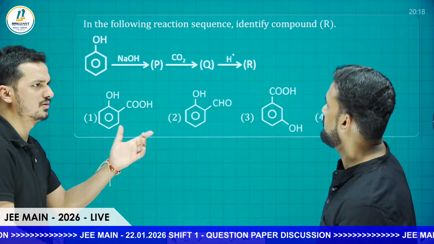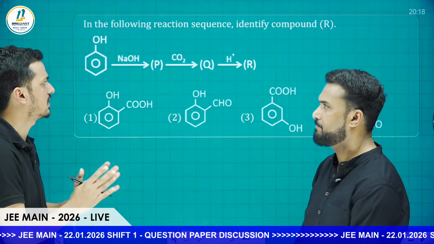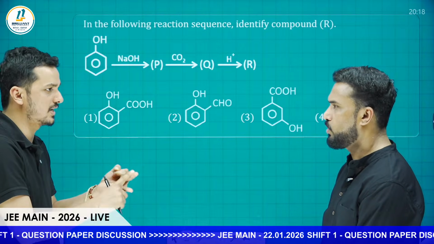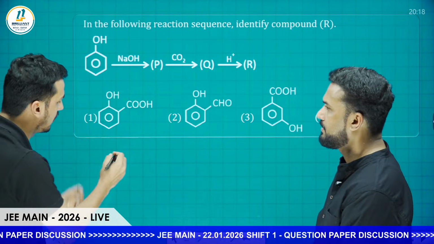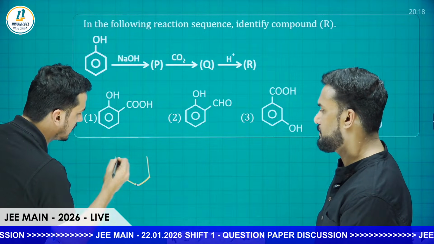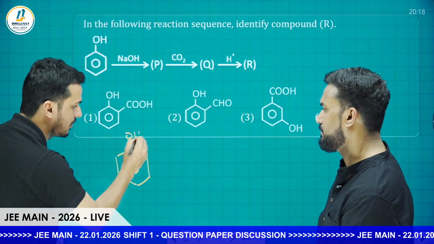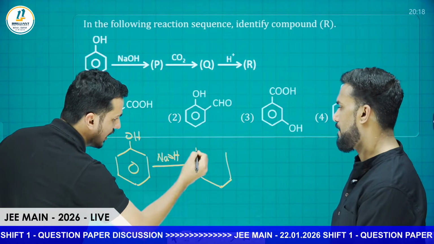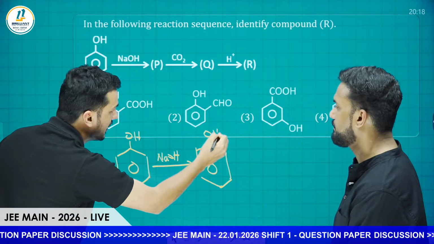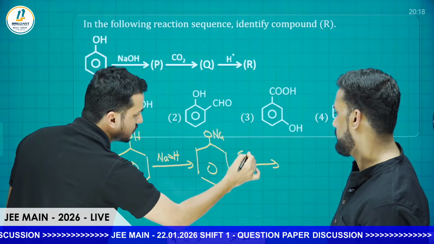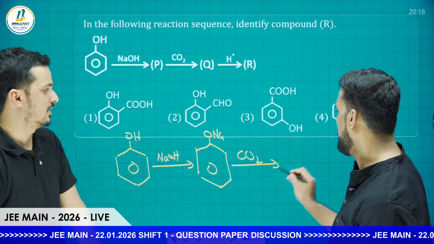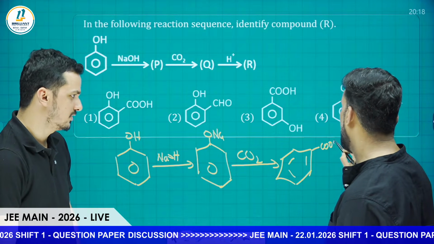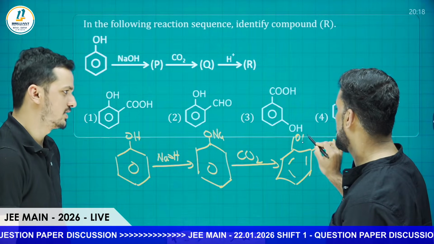This one also is a theory question following a sequence, but they have to be okay with the Reimer-Tiemann reaction and Kolbe's reaction. Here, when phenol is treated with NaOH, it becomes sodium phenoxide, ONa. Then that reacts with CO2. Here you should not make a mistake, because this Na will come down and it will be COONa, and this becomes OH.